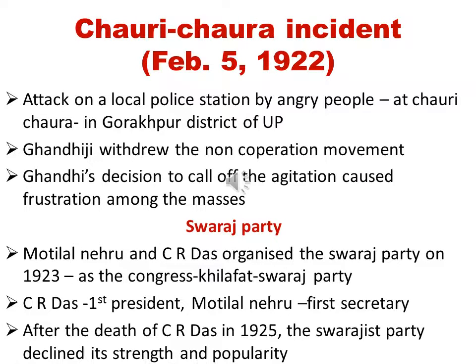During the non-cooperation movement, the top leaders of the Indian National Congress, except Gandhi, were arrested. On 5th February 1922, when a peasant procession at Chauri Chaura in UP, that is the Gorakhpur district, was fired upon by the police, the angry mob set fire to the police station, killing 22 policemen.